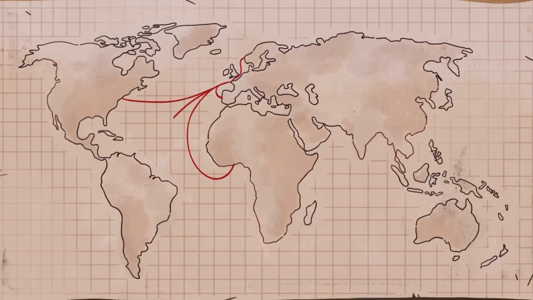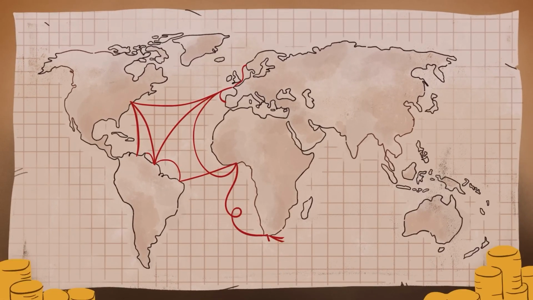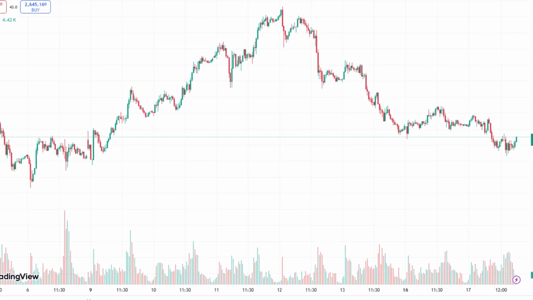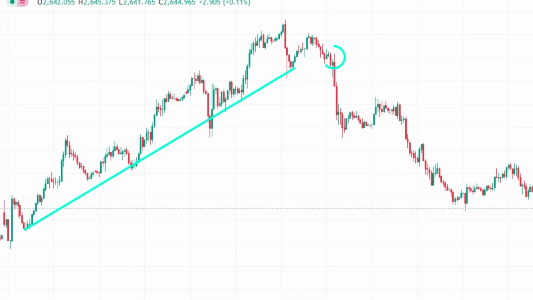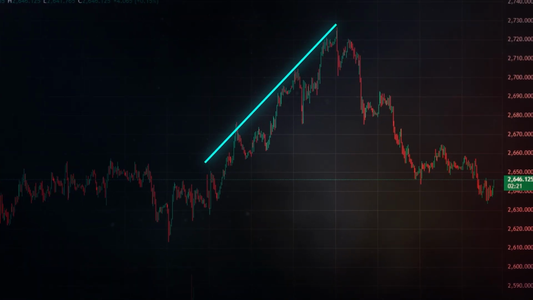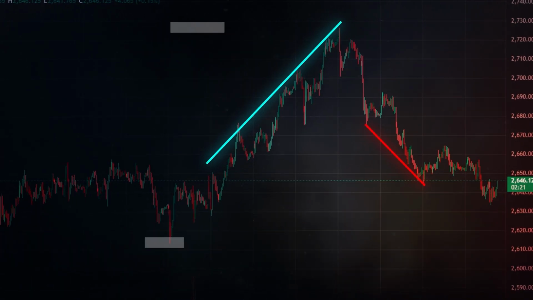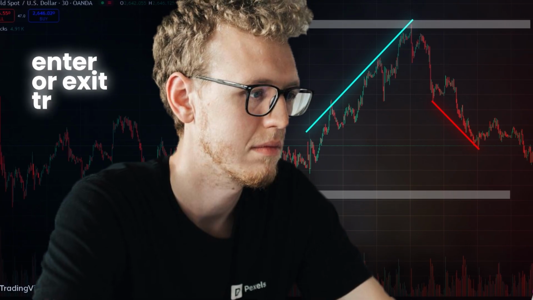Market structure refers to the organization of price action in financial markets. It acts as a roadmap for traders to identify trends, reversals, and key levels of interest. By recognizing patterns such as higher highs, lower lows, and significant support and resistance levels, traders can make informed decisions about when to enter or exit trades.